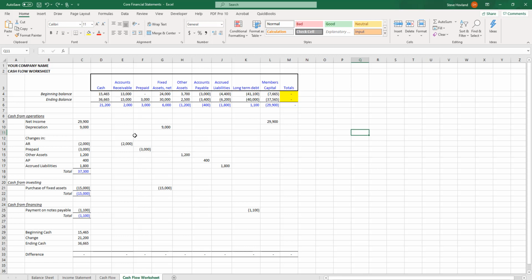So the way this worksheet's set up is all the balance sheet accounts are linked in here. As you can see, it's all coming from the balance sheet, and these are beginning balances and ending balances. So on your cash flow, remember when we were briefly talking about the change in operating assets or operating accounts, this is taking that change. So here's accounts receivable, had a change of 2,000, prepaid 3,000, fixed assets 6,000, and this is taking all your balance sheet accounts. And over here is the totals.